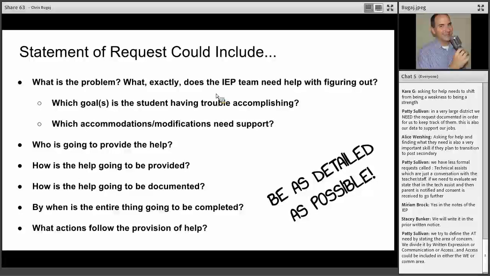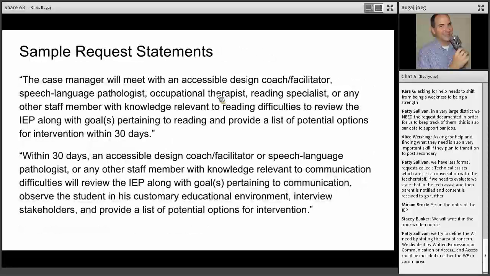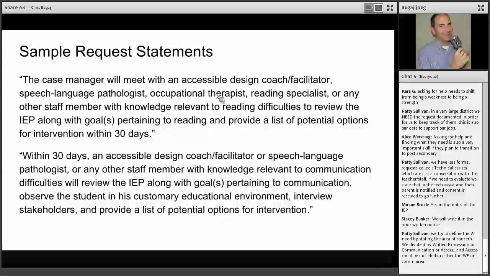And then when is it all going to be completed by? What date will this be done by? And then maybe what's going to happen after the act of assessing is complete? Is the IEP team going to meet again to discuss what happened during that act of assessing, to discuss the results of the assessing, right?